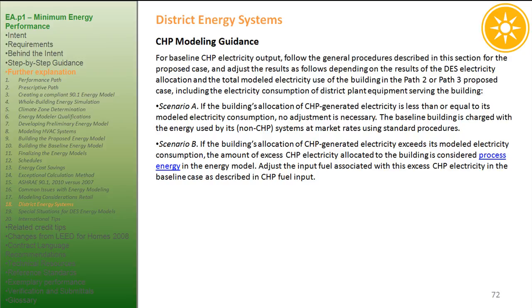The baseline building is charged with the energy used by its non-CHP systems at market rates using standard procedures. Scenario B. If the building's allocation of CHP generated electricity exceeds its modeled electricity consumption, the amount of excess CHP electricity allocated to the building is considered process energy in the energy model. Adjust the input fuel associated with this excess CHP electricity in the baseline case as described in CHP fuel input.